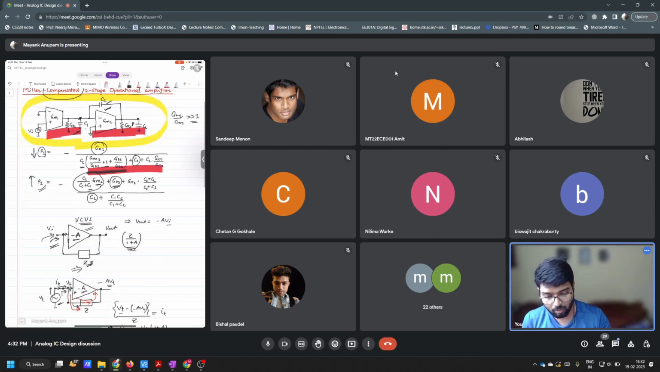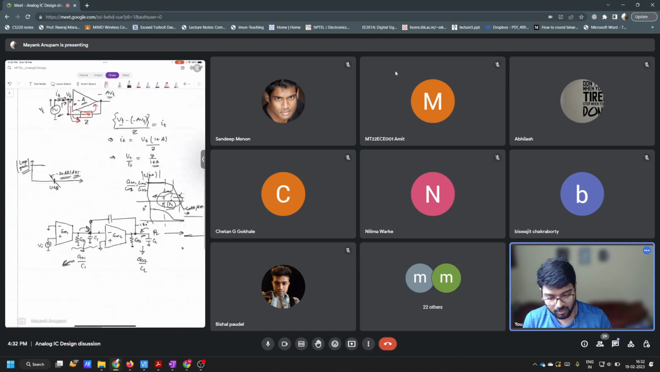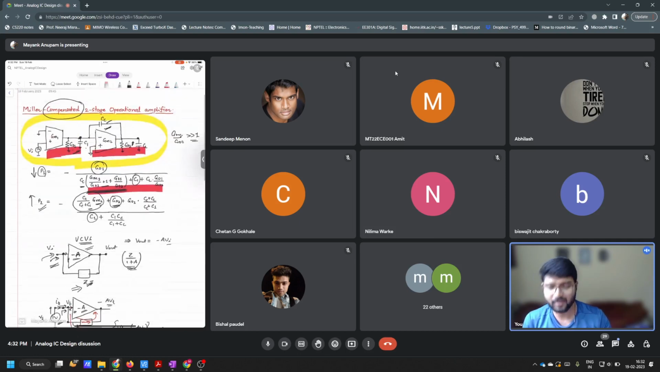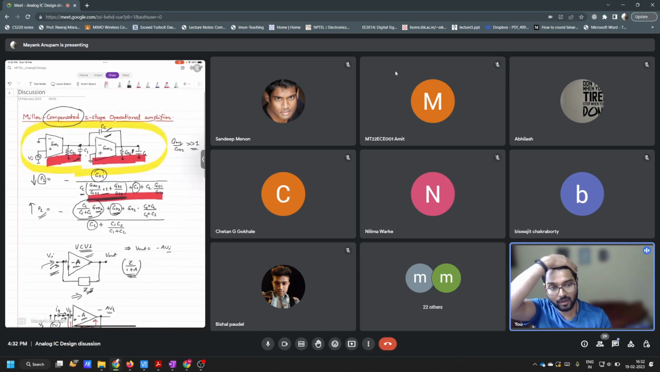That is why it is called compensation, because in this way you are making sure that your amplifier is being compensated for high frequency operation. Otherwise it will become unstable due to very poor phase margin.